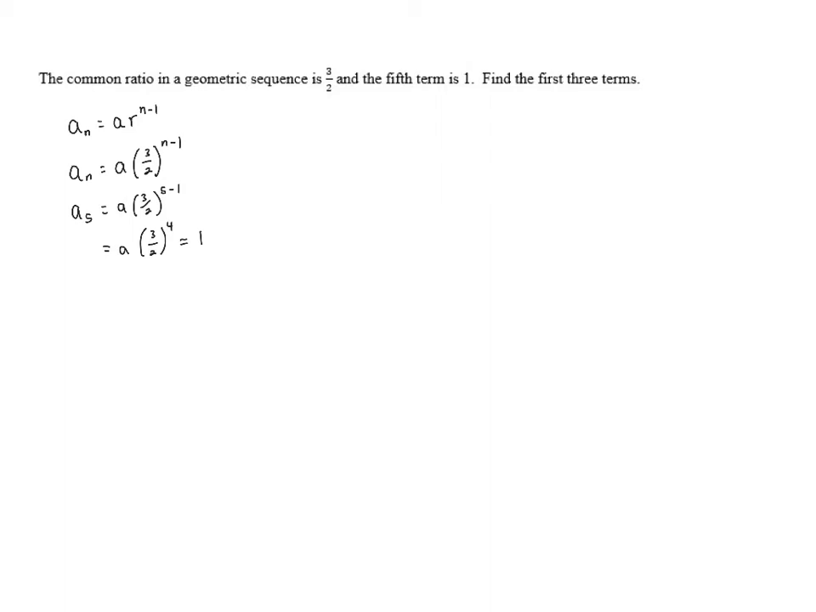First, I'm going to evaluate 3/2 to the 4th power. If we distribute that 4 to the numerator and denominator, 3 to the 4th is 81, 2 to the 4th is 16. So we've got a times 81 over 16 equals 1. To get a alone, notice that a is being multiplied by 81/16. The opposite of multiplying something by 81/16 is dividing it by 81/16. And we know that if we take something and divide it by a fraction, it's the same as taking that and multiplying by the reciprocal.